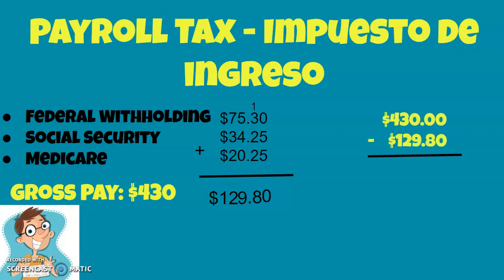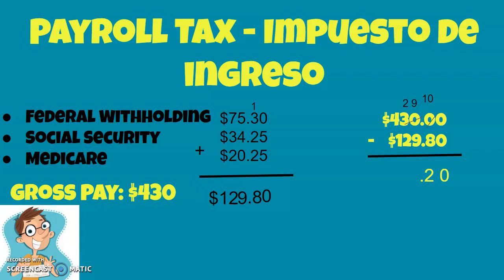So $430 is the amount of money I earn. $129.80 is the amount of payroll tax they're going to deduct from my check. So I'm going to subtract. 0 minus 0 is 0. I can't take 8 away from 0, so I have to regroup. That 30 is going to become a 29, and that 0 is going to become a 10. 10 minus 8 is 2, and I bring down my decimal straight like the buttons on my shirt.